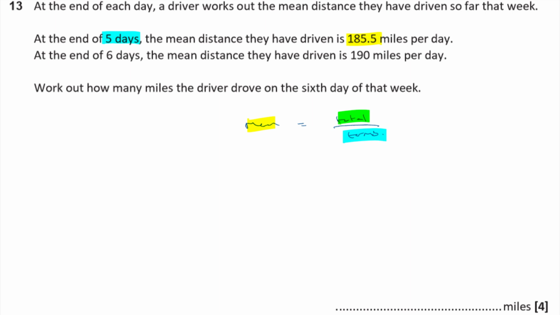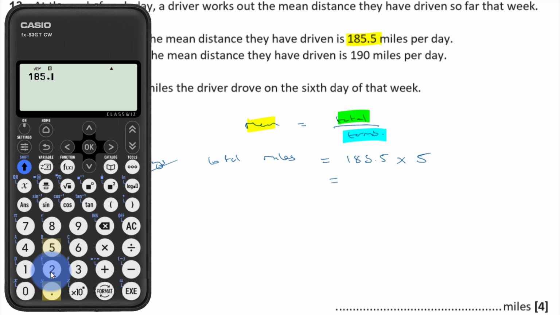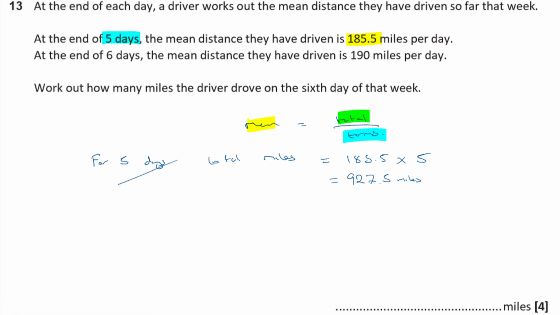So for 5 days, the total miles travelled is going to be the mean for the 5 days, 185.5, times the number of days, which is 5. 185.5 times 5 comes out to be 927.5 miles. So over the first 5 days he travelled 927.5 miles.